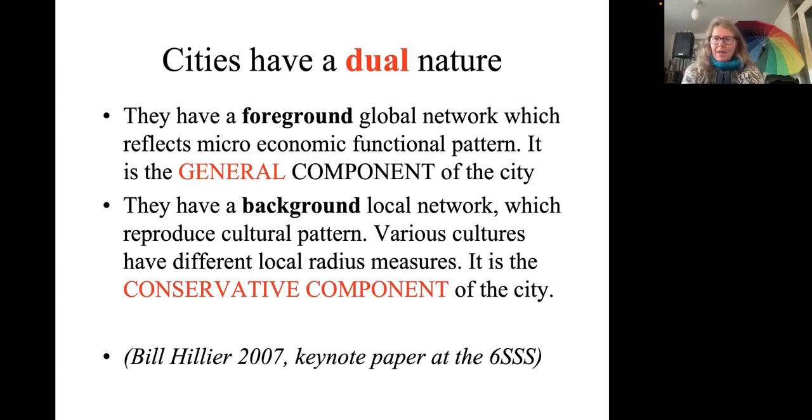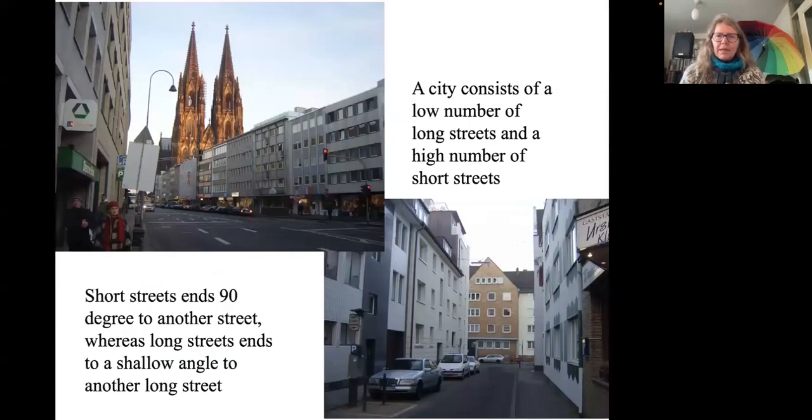And my question was, okay, this foreground network, he used it as a sort of abstract term, how do you identify it? I remember also one presentation from Hillier. He said that the city consists of a very low number of long streets, and they're connected to other long streets with a shallow angle. And then you have a very high number of short streets, and they tend to end at 90 degrees to another street. You see it in mostly every city.